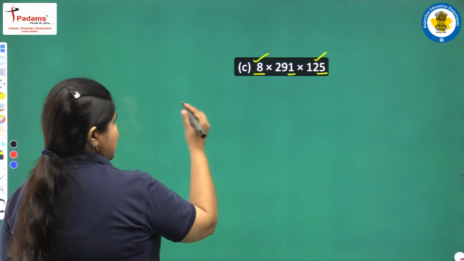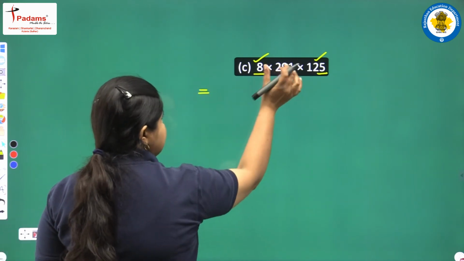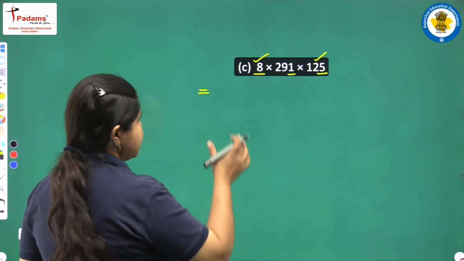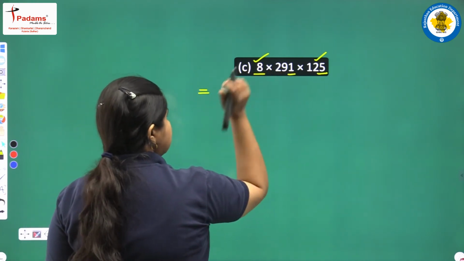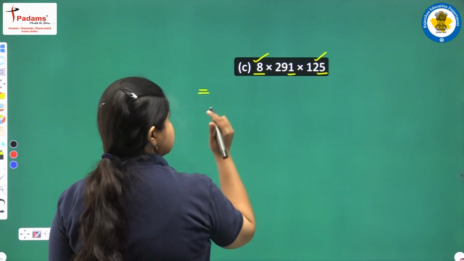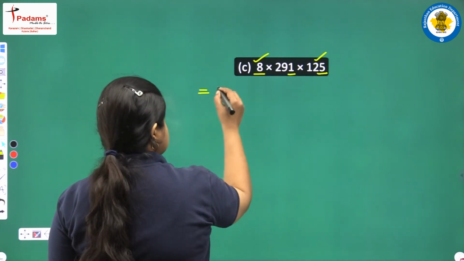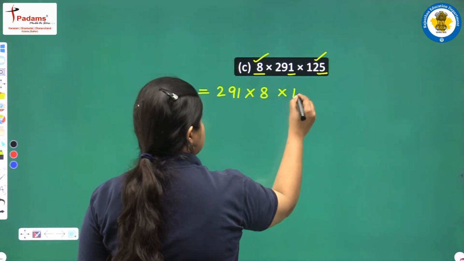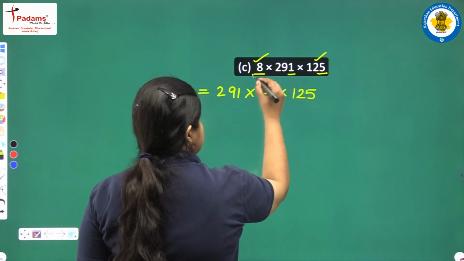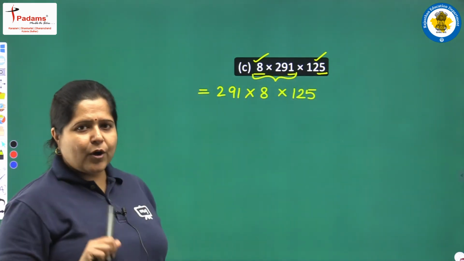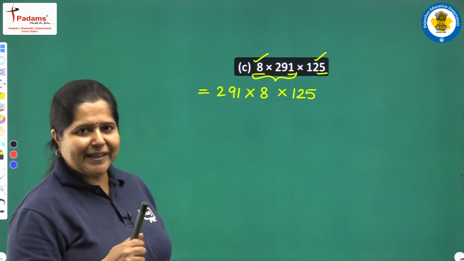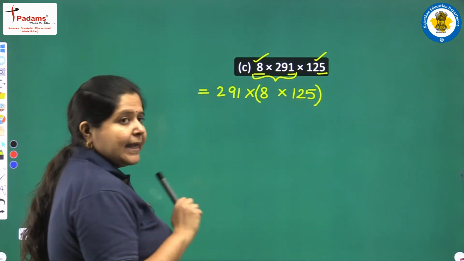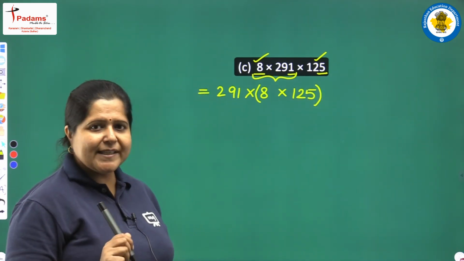Okay. Now again we are having this 291 in the center. We can easily interchange the order of any two numbers. Either we can interchange these two numbers or we can interchange these two numbers. Let us interchange these two numbers now. 291 into 8 into 125. We have changed the order of these two numbers, 8 and 291. Now we need to pair up these two numbers together first by applying the property of associativity.